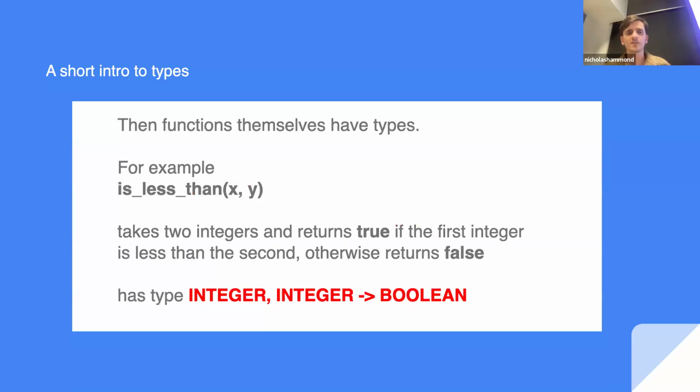And then functions themselves have types. For example, a function that takes two integers and returns true if the first integer is less than the second, and otherwise returns false, has this expression. So the part on the left denotes the types of the variables being passed in, and the part on the right denotes the type of the value being returned.